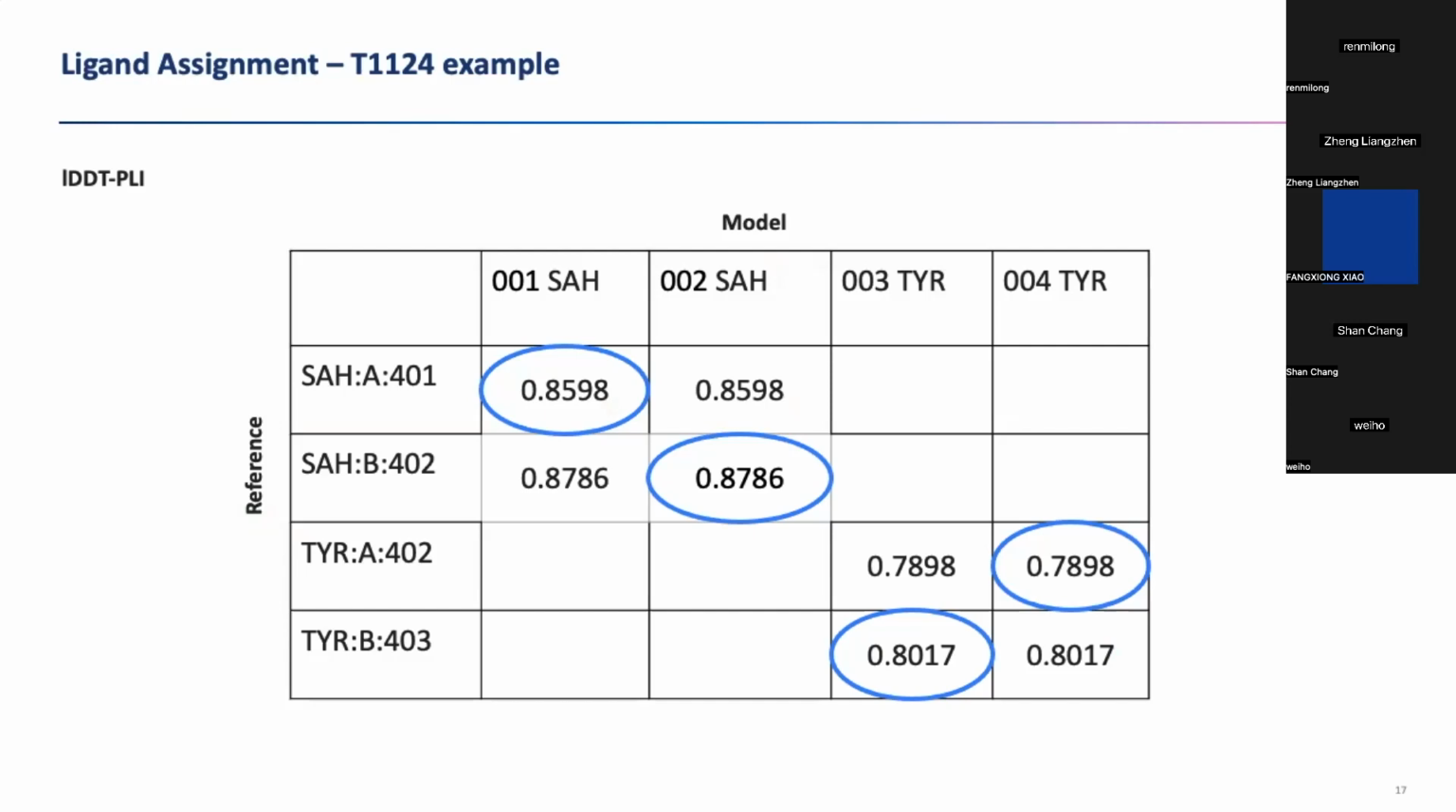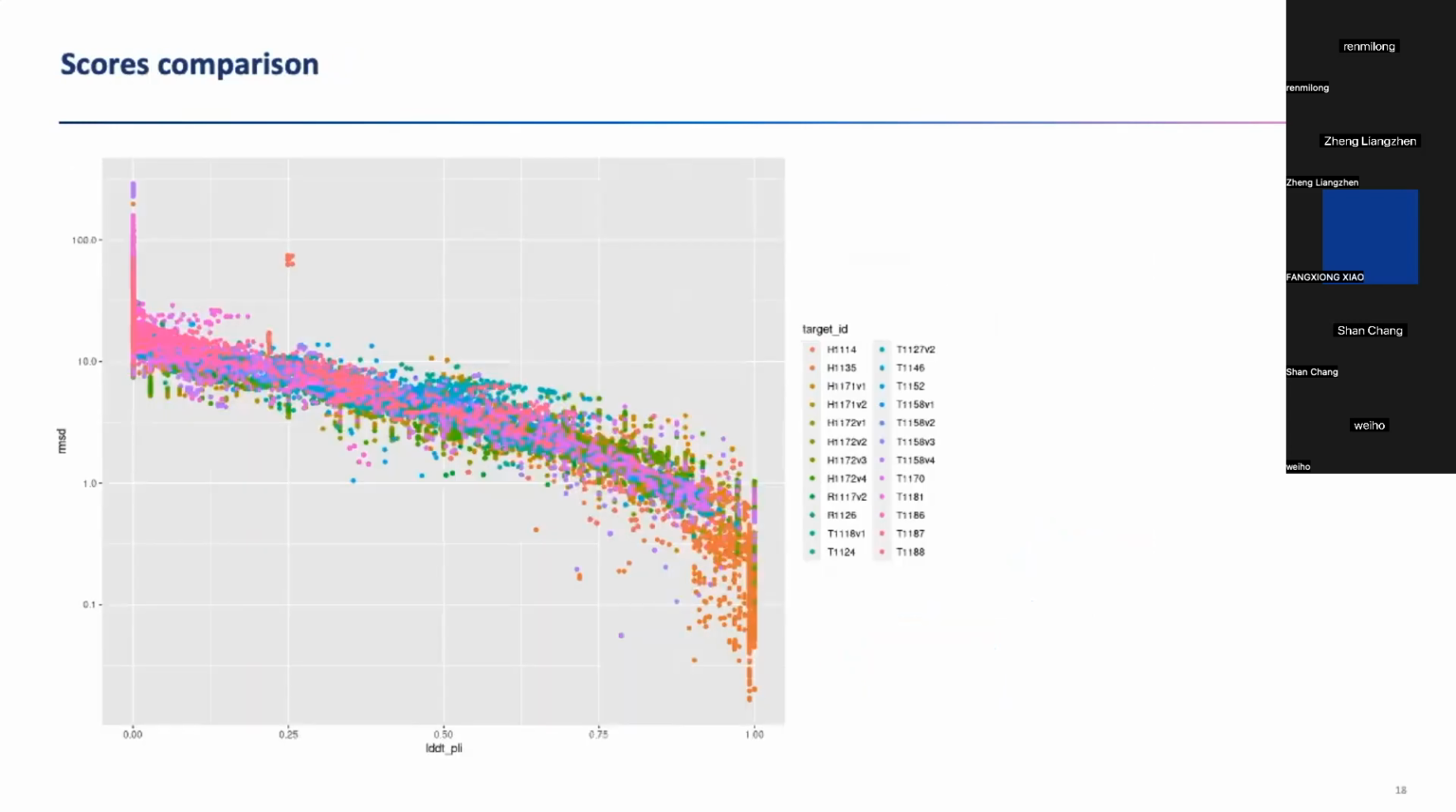And so what we did was simply to build this table with all the ligands in the reference target and in the model. And this is for LDDT-PLI, where we start with the highest score, and we basically assign each ligand in the target and in the model only one corresponding ligand. And we work going down this table to get the final ligand assignment that you can see in the tables on the CASP website.